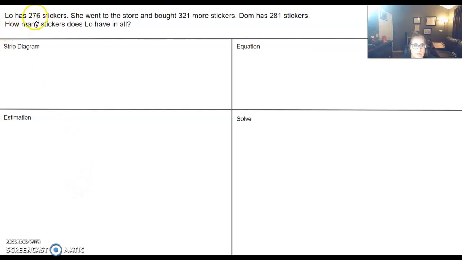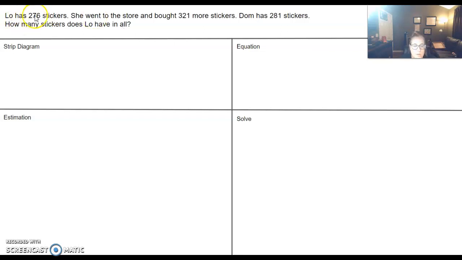Lo has 276 stickers. She went to the store and bought 321 more stickers. Dom has 281 stickers. How many stickers does Lo have in all? So that's the first time, so let's read it the second time.